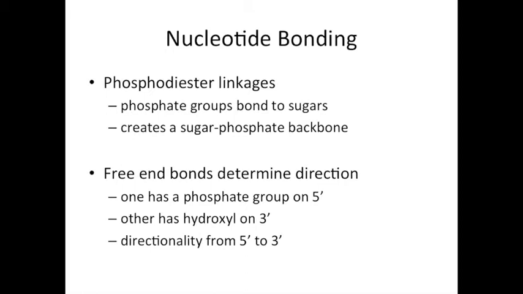Polynucleotides are formed from phosphodiester linkages between adjacent nucleotides. The phosphate group of one nucleotide bonds to the sugar of another, creating a sugar-phosphate backbone for the nucleic acid. The free ends of each polymer are different. One has a phosphate attached to a 5' carbon, and the other has a hydroxyl group on a 3' carbon. These make the 5' and 3' ends. Strands have directionality from 5' to 3'.